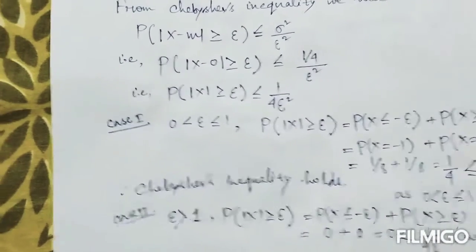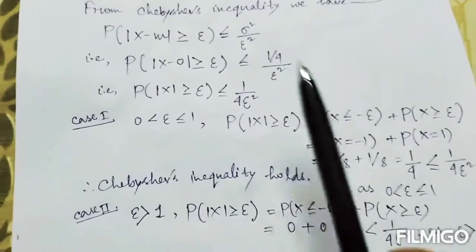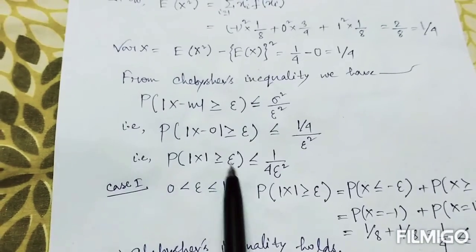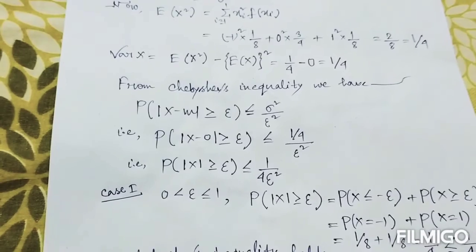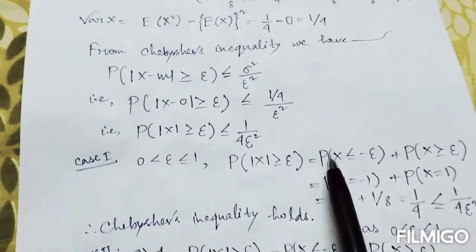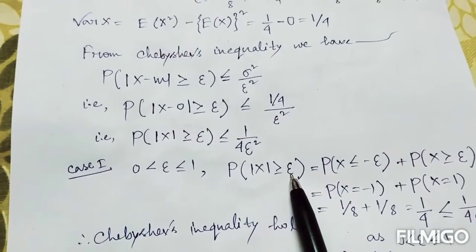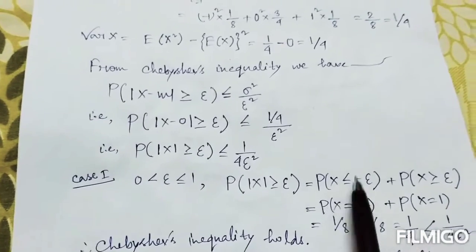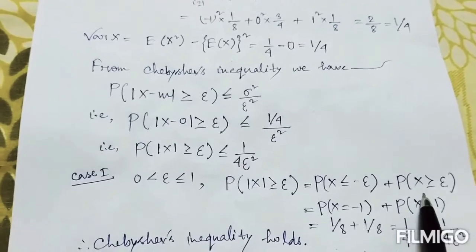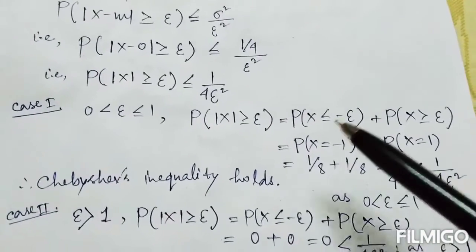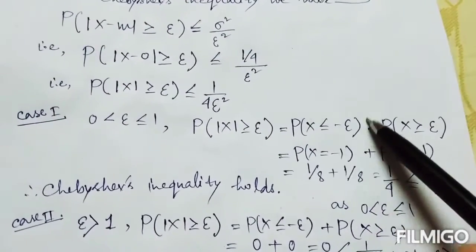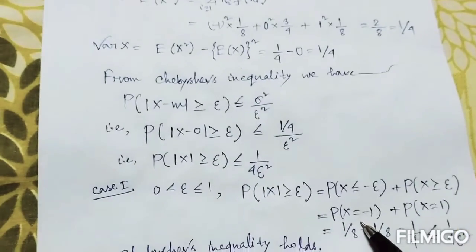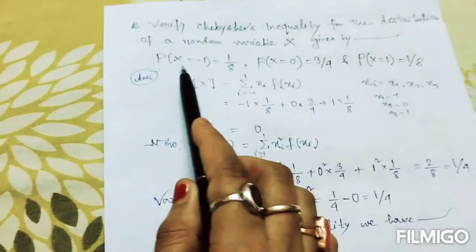Case 1: epsilon lies between 0 and 1. Actually we try to find that probability of |X| ≥ epsilon is less than or equal to 1/(4 epsilon²). That equals P(X ≤ -epsilon) plus P(X ≥ epsilon). X less than or equal to -epsilon, when epsilon is less than or equal to 1, is only valid for X = -1, since this is the least value.